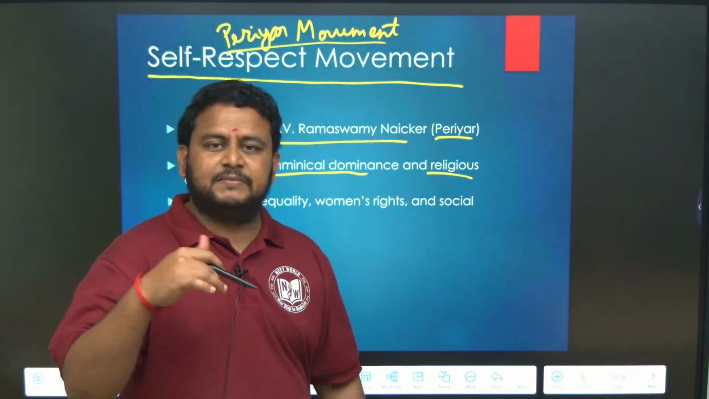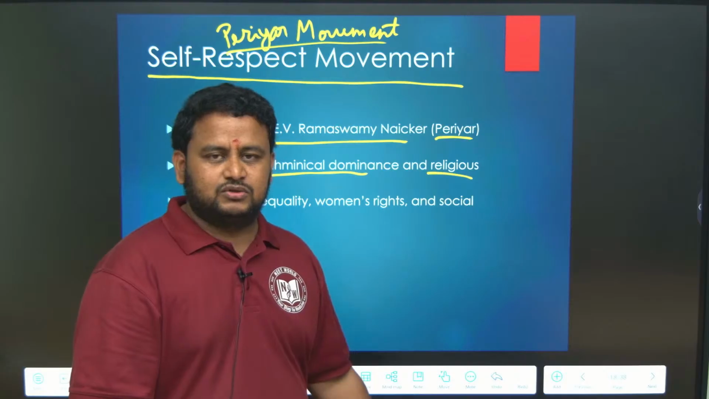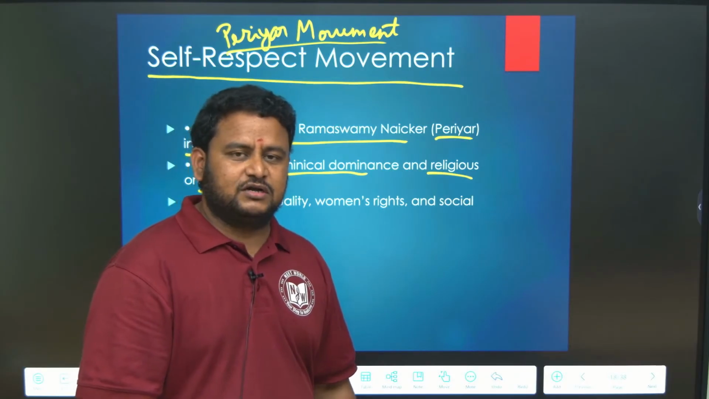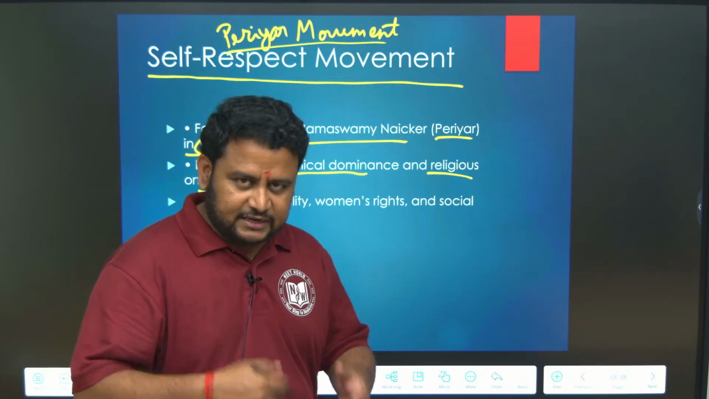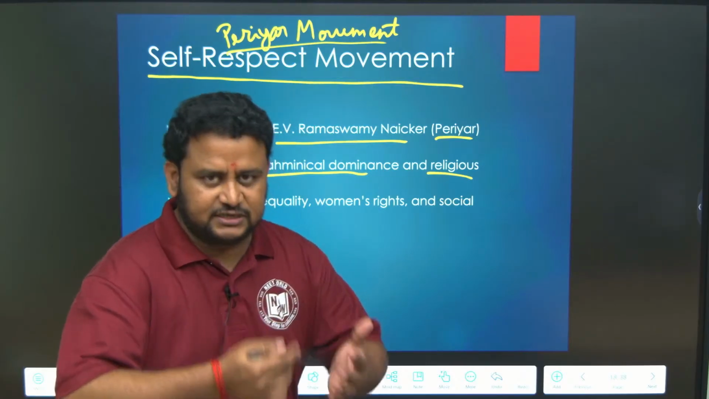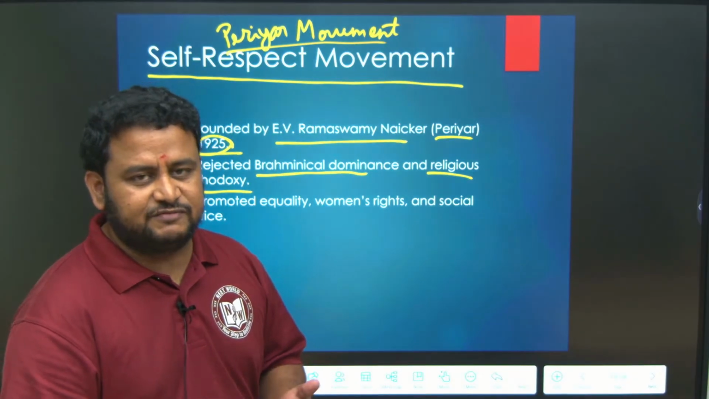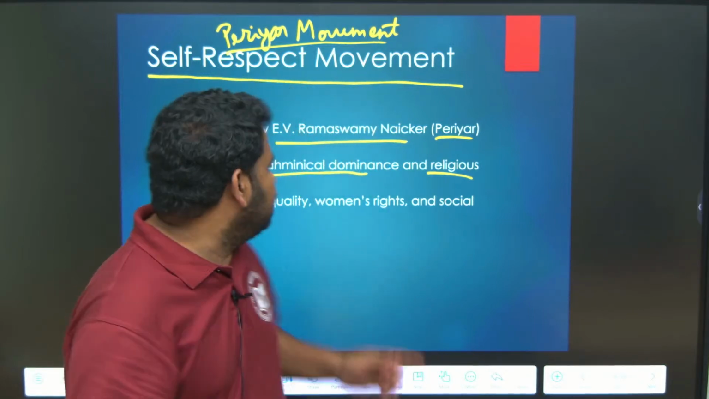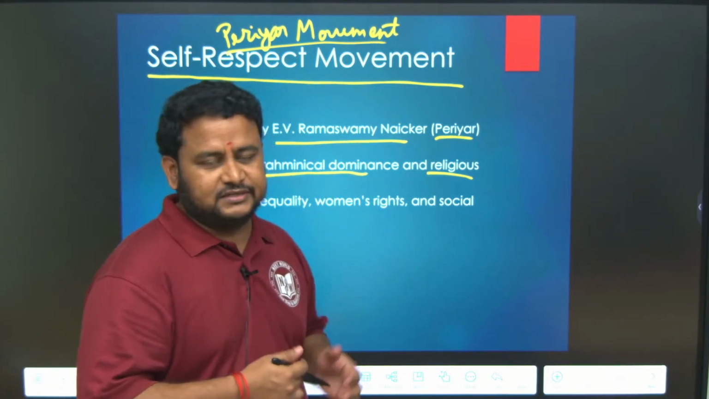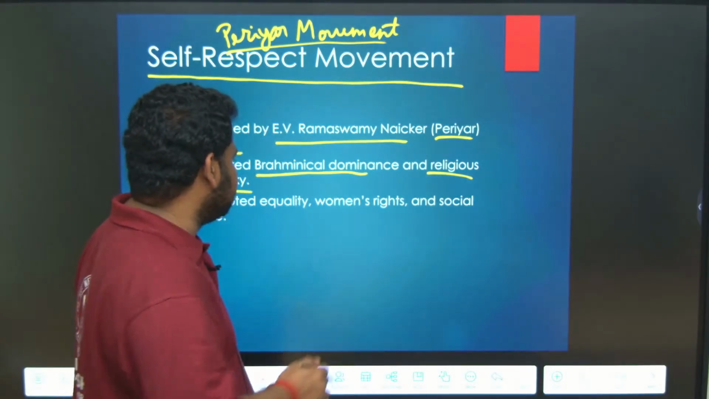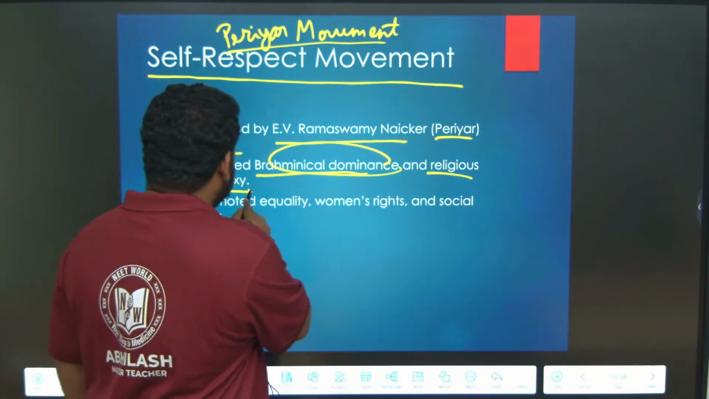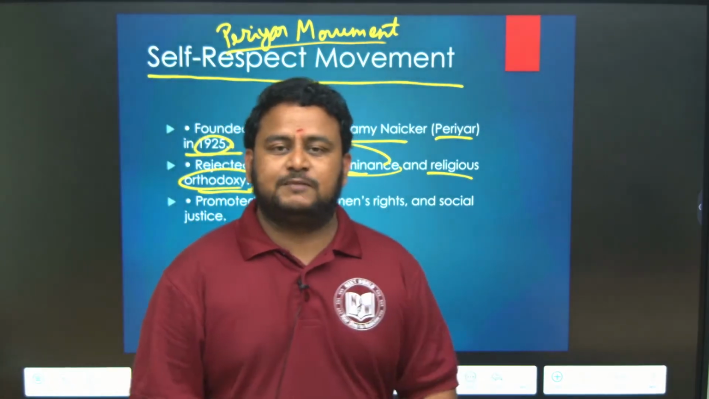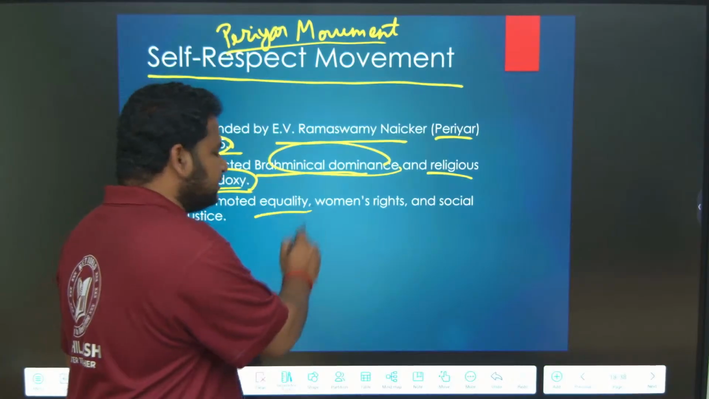That is, the Brahmins are upper and the Shudras and untouchables are lower. It was against that ideology, and it fought against religious orthodoxy, religious scriptures which advocated for inequality in terms of caste. The self-respect movement was against such caste discrimination, against Brahmanical dominance and also religious orthodoxy. So if it was against that, what did it promote? It promoted equality among everyone.